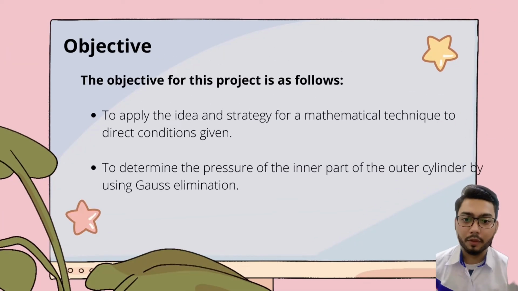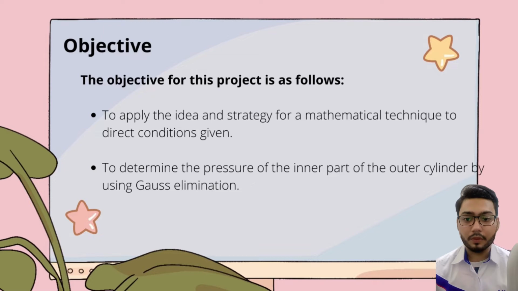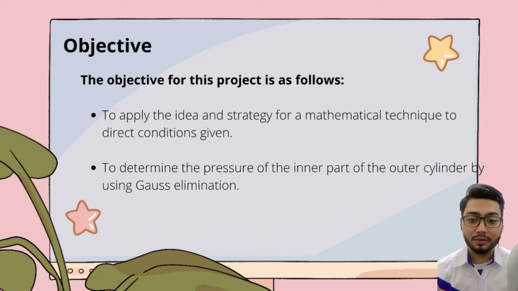Okay, now we proceed with the objective of the project. The first objective is to apply the idea and strategy of a mathematical technique to the conditions given. And the second one is to determine the pressure of the inner part of the outer cylinder using Gauss elimination.